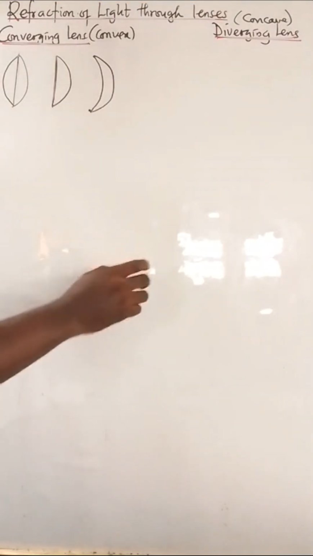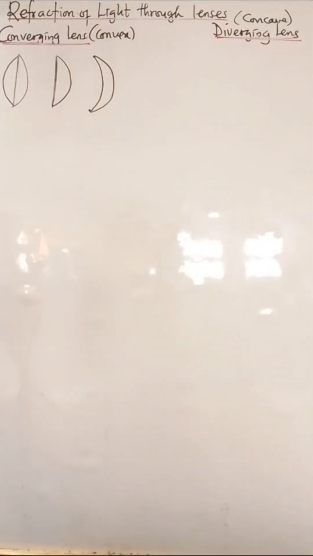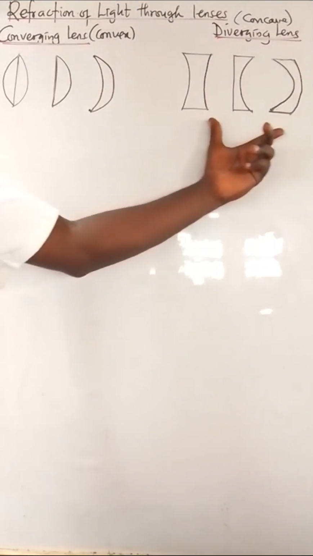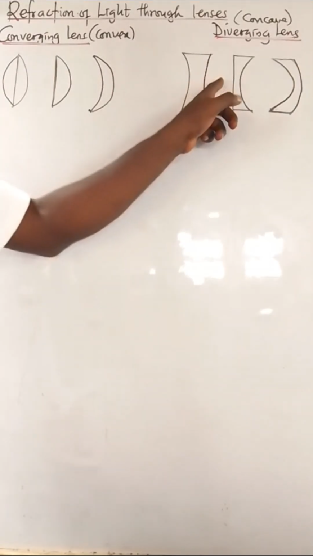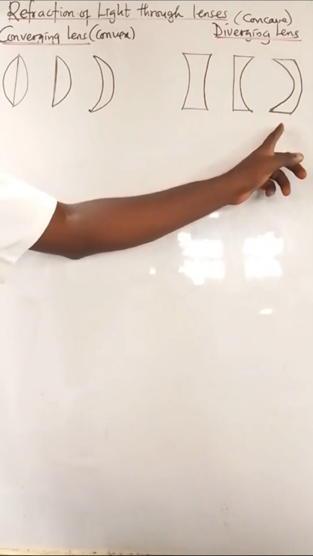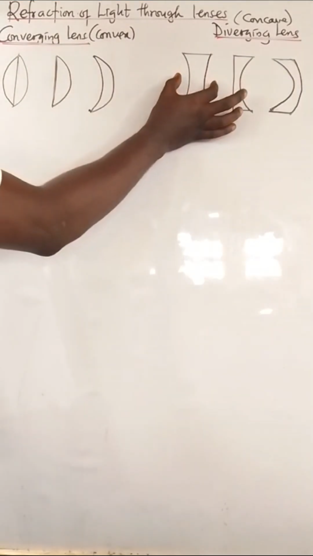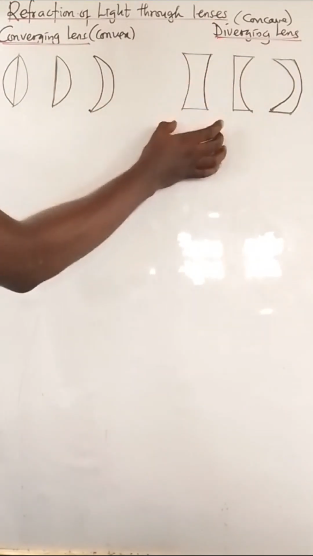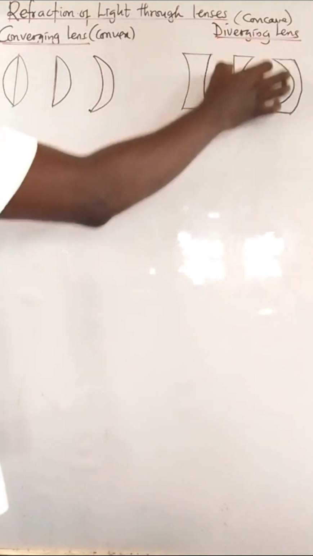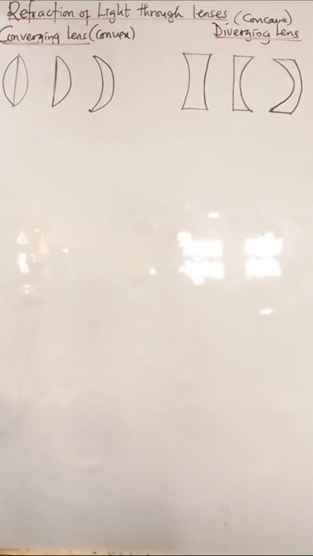For diverging lens, you have three kinds. We have biconcave, planoconcave, and diverging meniscus. And these are diverging lenses. Biconcave, planoconcave, this is diverging meniscus. For diverging lens, if you hold it, the center should be thin, while the top and bottom should be thicker. They have thick top and bottom, thin center. But for this class, we're focusing on plano convex and plano concave.